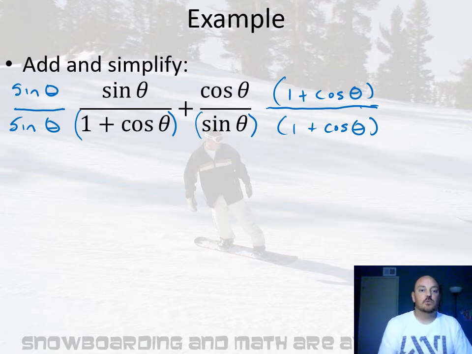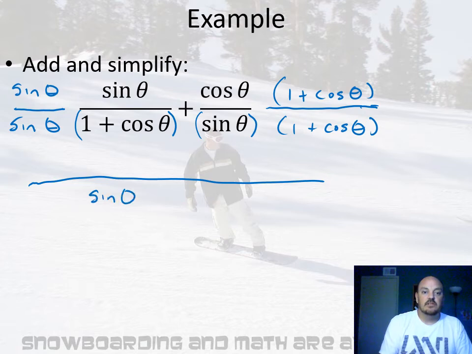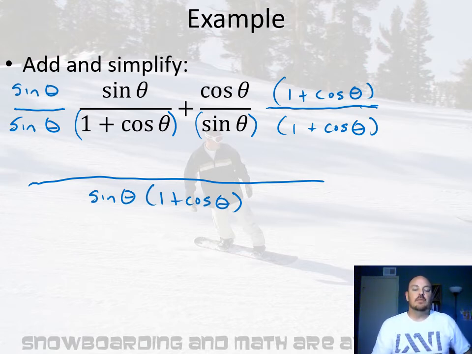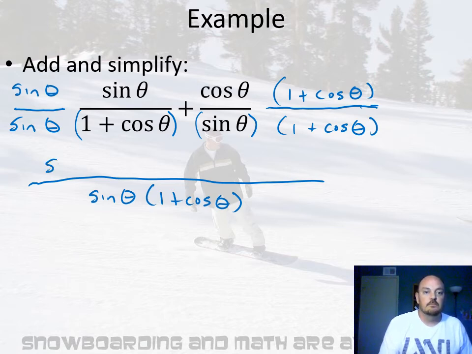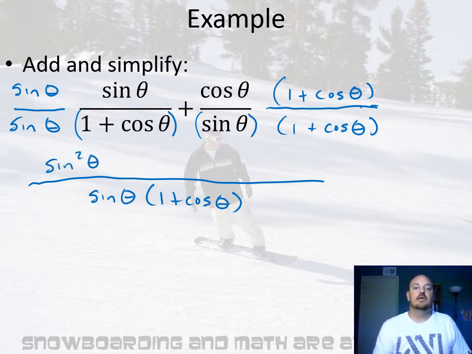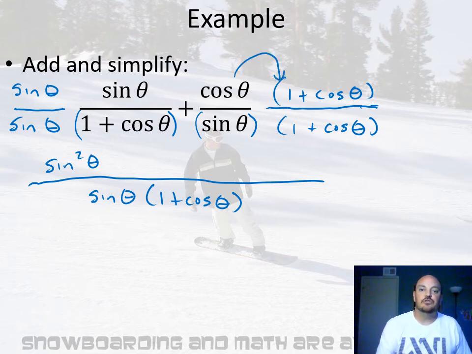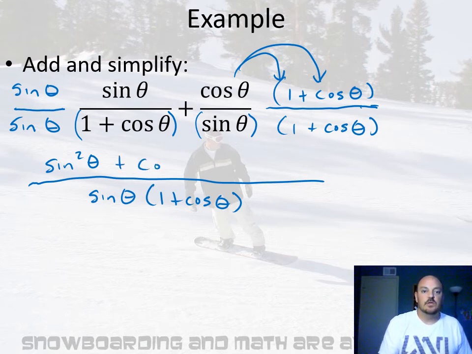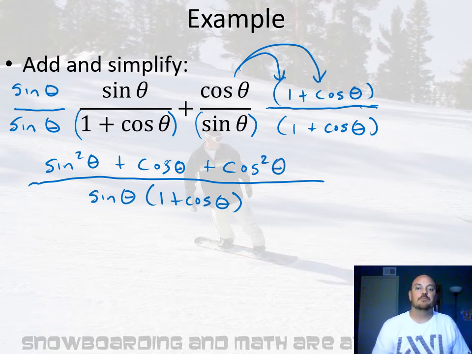And that way, both fractions will have a common denominator. In fact, let's go ahead and put that common denominator in. Both fractions' denominator will be sine theta times 1 plus cosine theta. Now on top of the first fraction, we have sine theta times sine theta, which gives me sine squared theta. Now for the second one, I'm going to distribute this cosine theta here. So I will have plus cosine theta times 1 is cosine theta, plus cosine theta times cosine theta is cosine squared theta. So that was the adding part. That's finding a common denominator and adding.